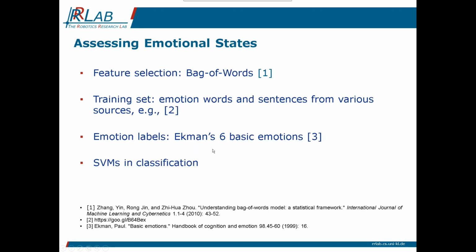We assess the emotional states for the robot. First, we select features with the help of the bag-of-words technique. The training set for our emotion model consists of emotion words and sentences from various sources. For example, here this is one of the many sources. The emotion labels consist of Ekman's six basic emotions, for example, happiness, sadness, surprise, fear, anger, disgust, etc. We utilized support vector machines in the classification process.